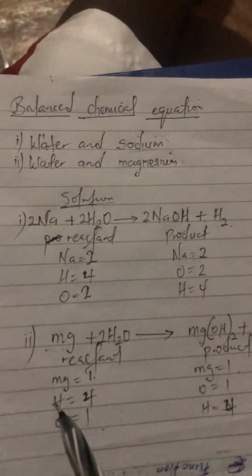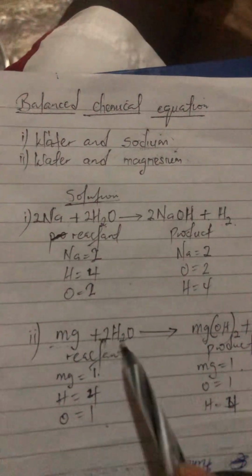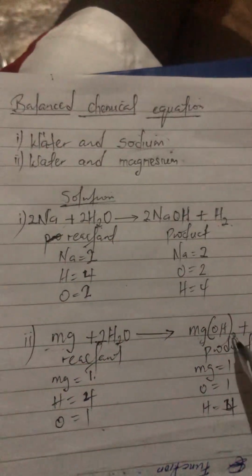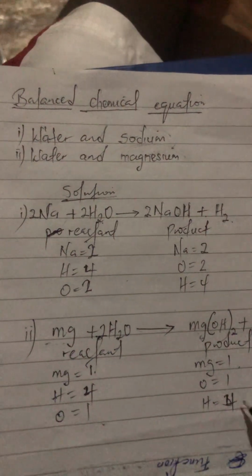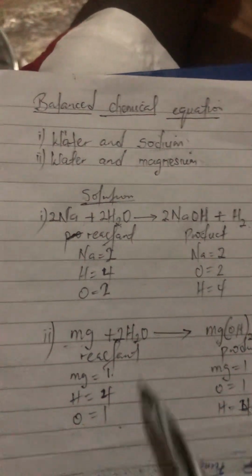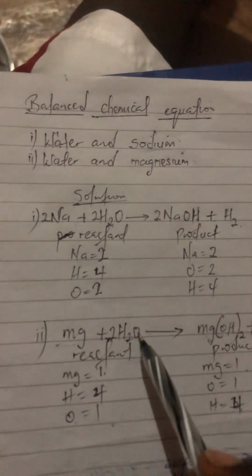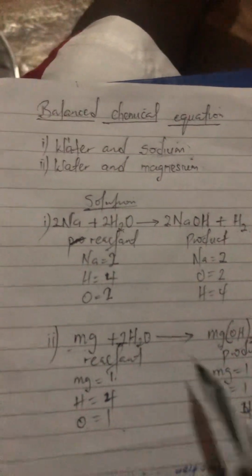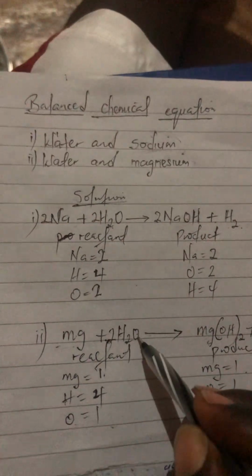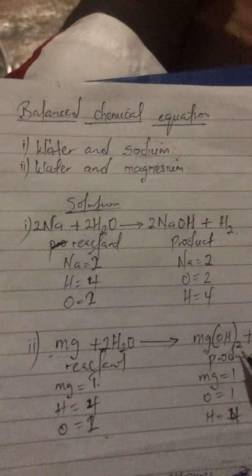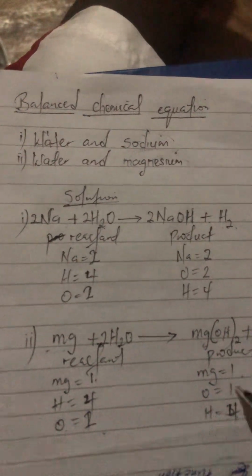Now hydrogen is 4 because we have 2 times 2, 4, and hydrogen here is also 2 plus 2, 4. Now oxygen is 1, which is this one. Oxygen is 2 now because we have 2 times O, that is going to give us 2. This 2 will also multiply this oxygen, we have 2. So all of them are balanced.